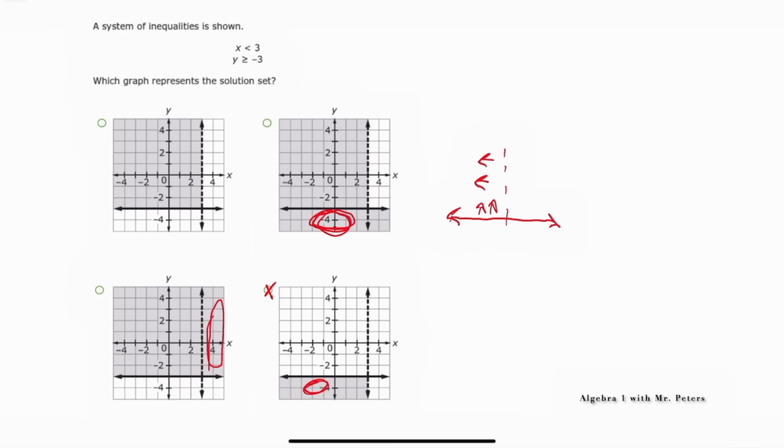So our correct answer has to be answer choice A. Why? When you look at it, there is no shading below y is greater than or equal to -3. So that's correct. And when we look at the first equation, x is less than 3, there are no x's that are shaded that are greater than 3. They have to be less than. So please just understand how the shading works. A is the correct answer.